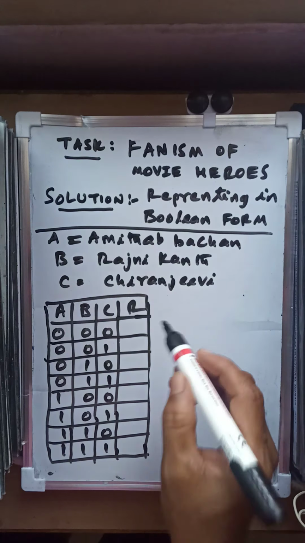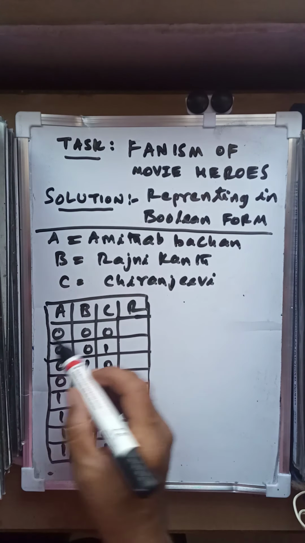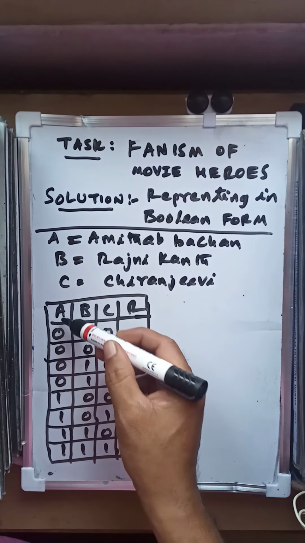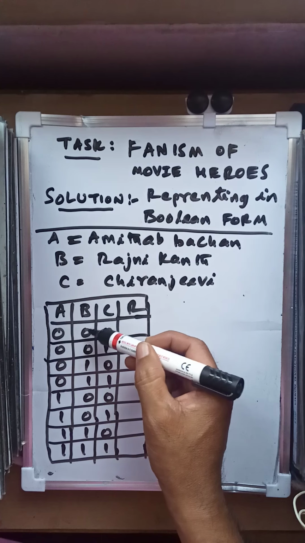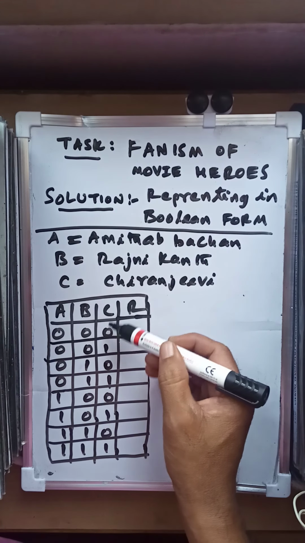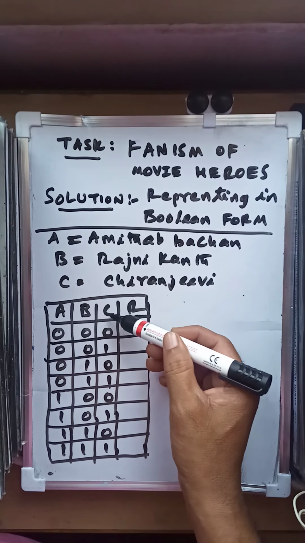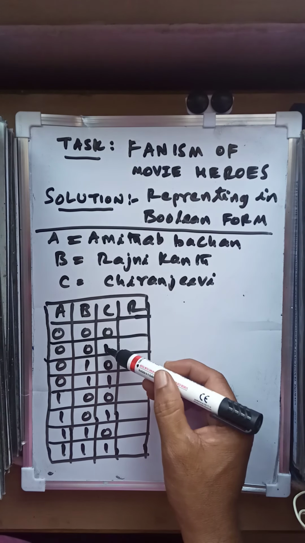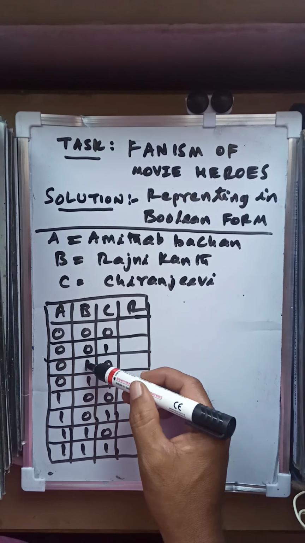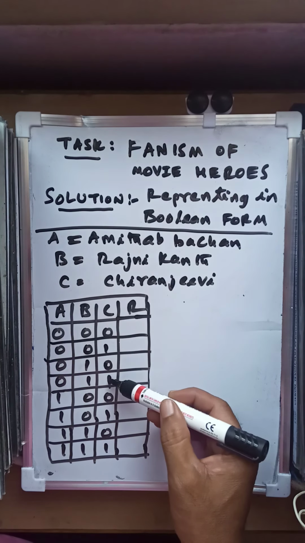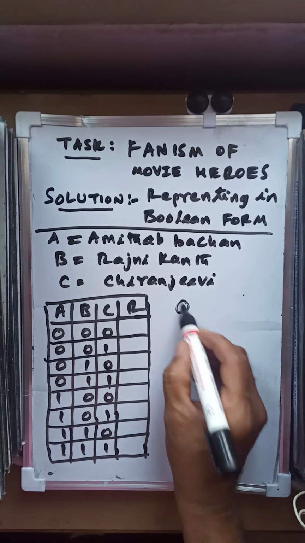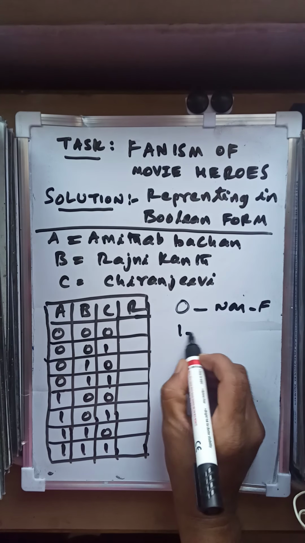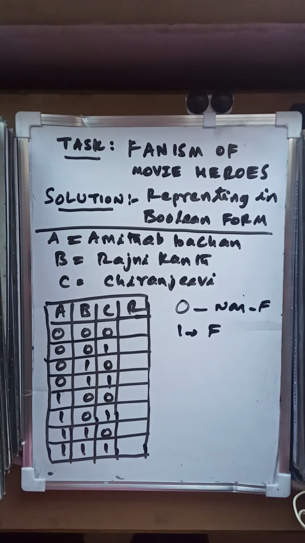Before going to the explanation, A is 0 means this is not an Amitabh Bachchan fan. B is 0 means he is not a Rajnikanth fan. C is 0 means not a fan of Chiranjeevi. But 1 means a fan of that hero. So 0 is nothing but non-fan, and 1 is nothing but fanism of a particular hero.